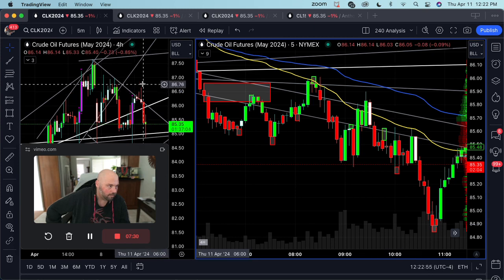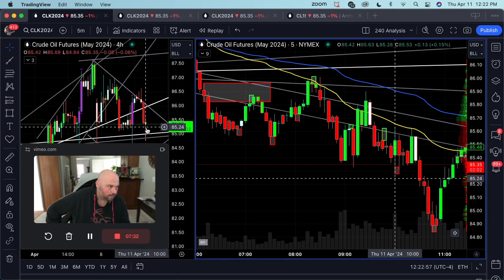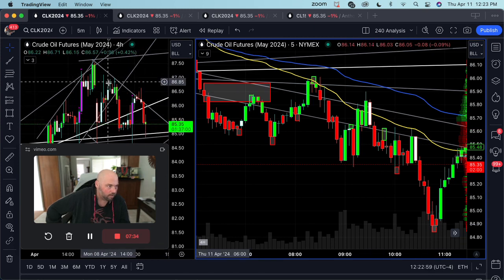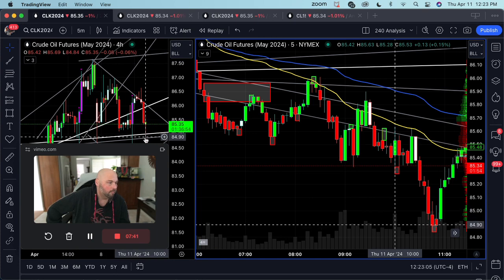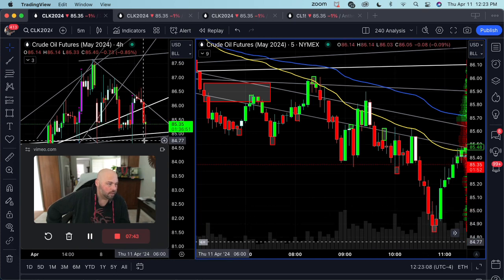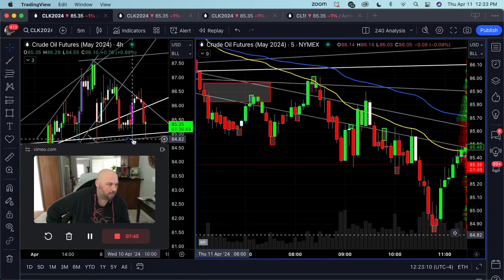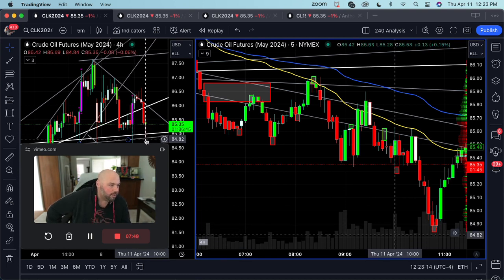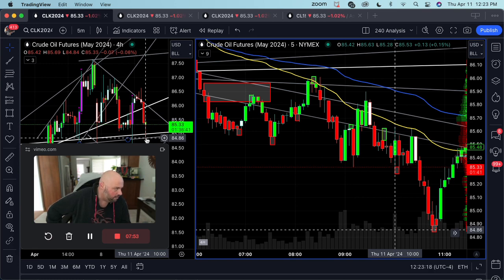Because you can see, I'm getting a lot of pressure off these wicks. I got pressure off of these wicks. I got a strong reversal off of this high. I'm gravitating towards this area right here, or yesterday's low, which we didn't get to, 84.55, because we didn't push through 84.85.